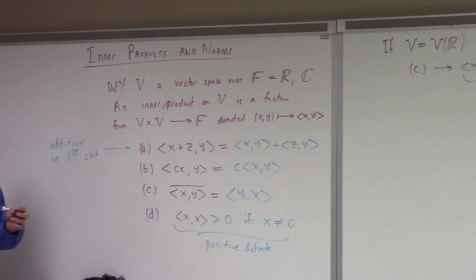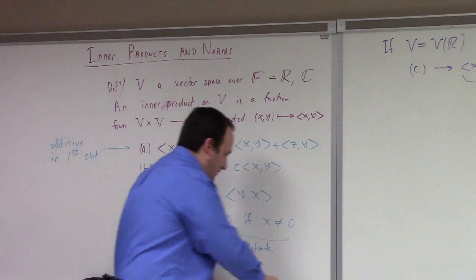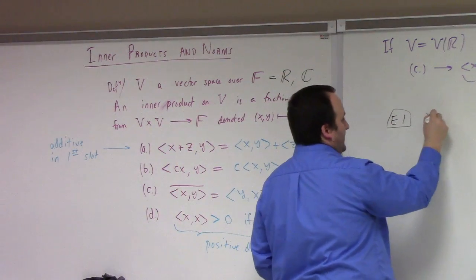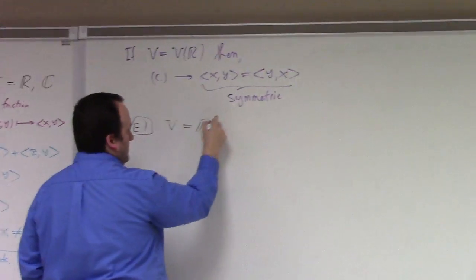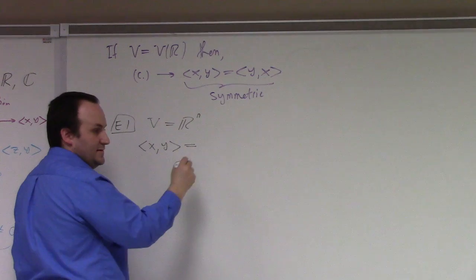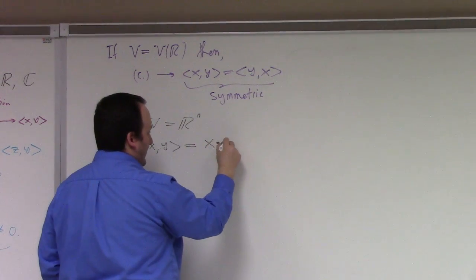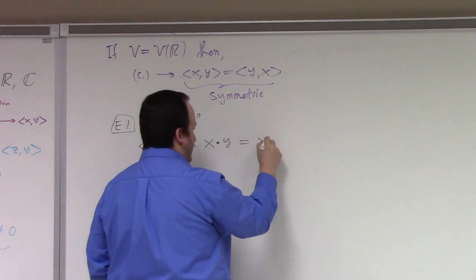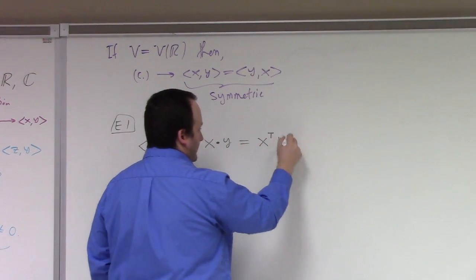So examples. Can you guys give me any examples of this? Tell you what, I'll give you examples. Example 1: V equals R^n. You can define the inner product of x and y to be x dot y, right? Or for those of you who like matrix stuff, x transpose y. There you go.